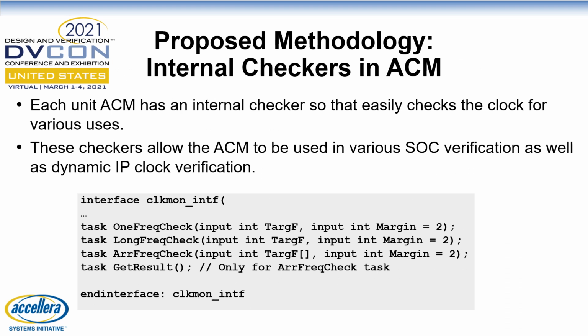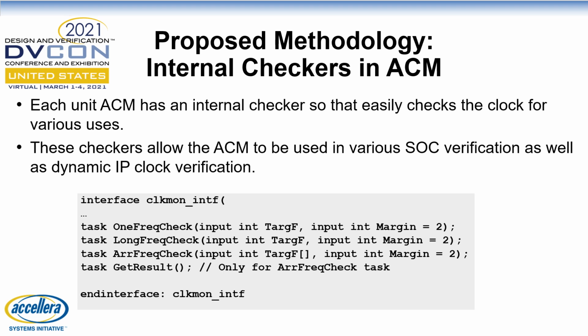Each unit ACM has 3 internal checkers that easily check the clock for various usages. The one frequency check task checks if the clock matches the target frequency when it is called once. It is usually used to check if the desired frequency comes out after setting the clock control registers.